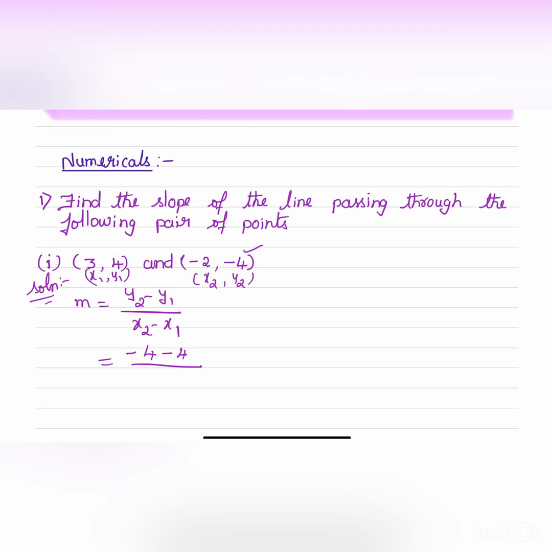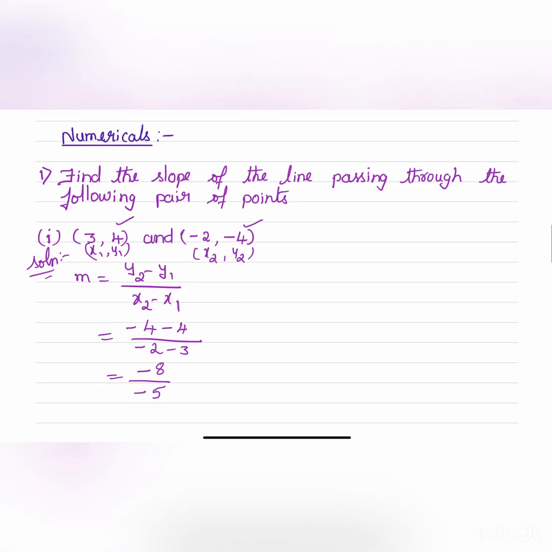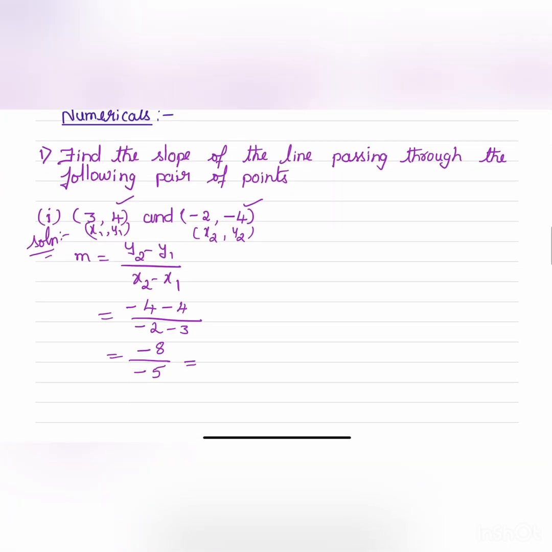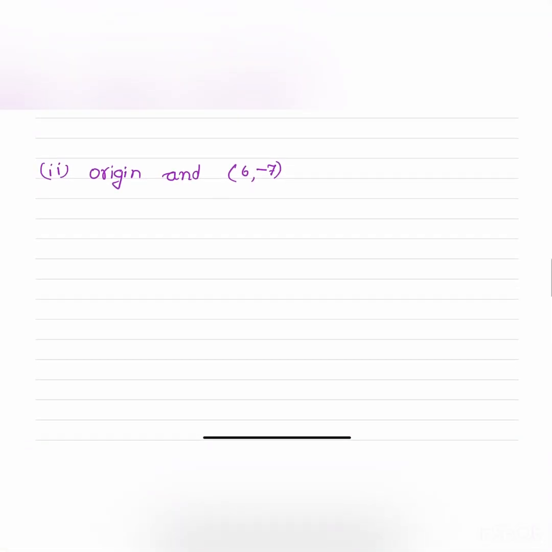This is y2, this is y1, divided by x2, which is minus 2 minus 3. So that is minus 8 divided by minus 5. So that will be equal to plus 8 by 5. So slope is plus 8 by 5. Let us go for the next question in the same way.